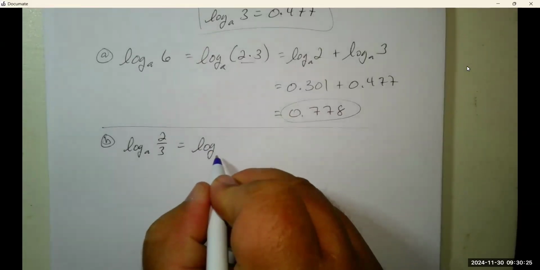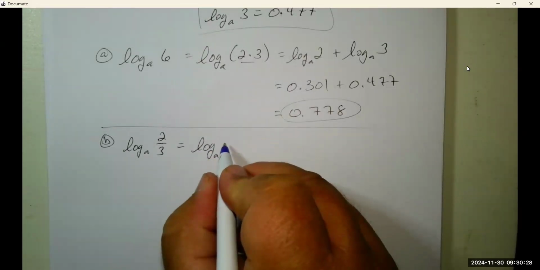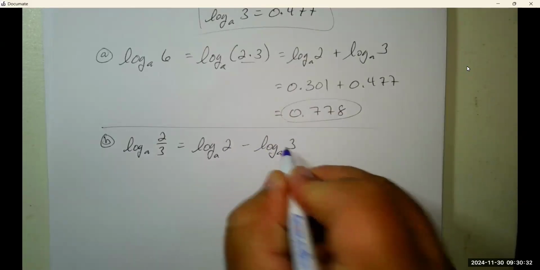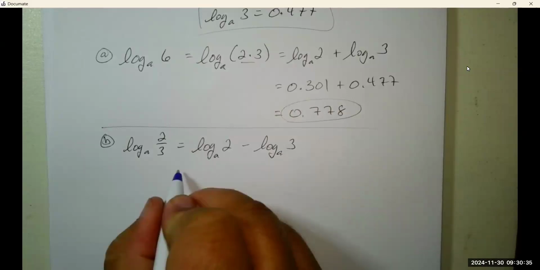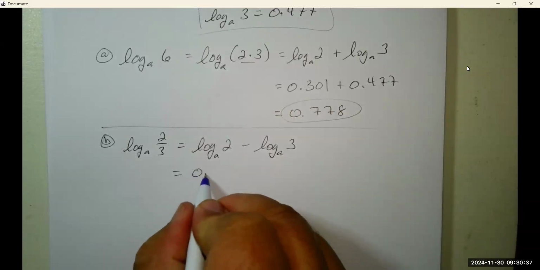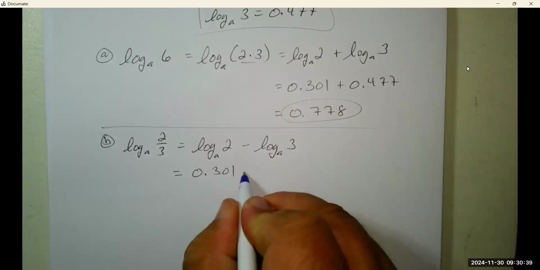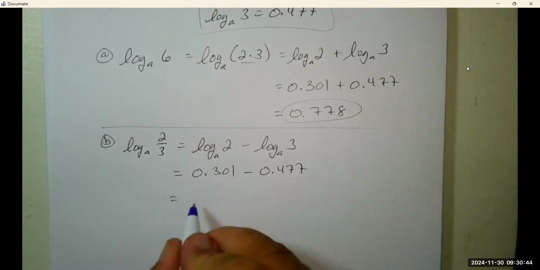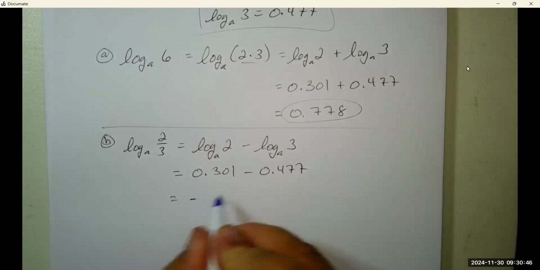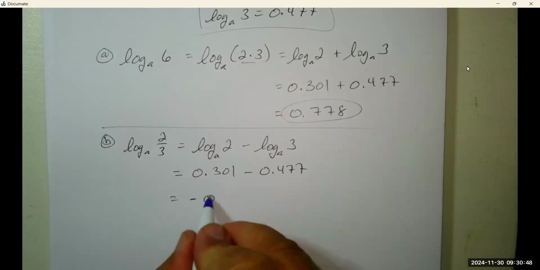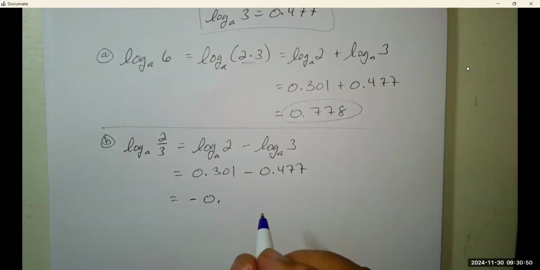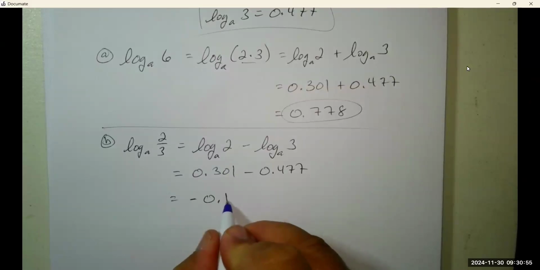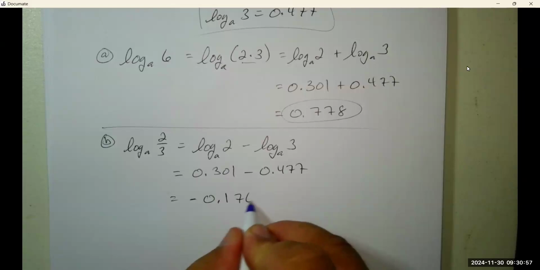It's a rational expression. So we have log base a of 2 minus log base a of 3. 0.301 minus 0.477. It's going to be negative because this one's bigger. So it's going to be negative 0.176.